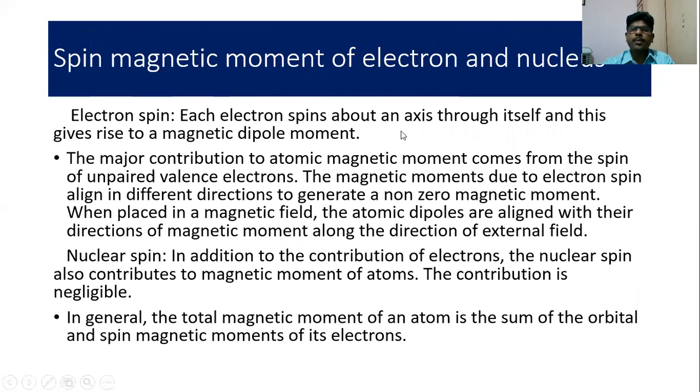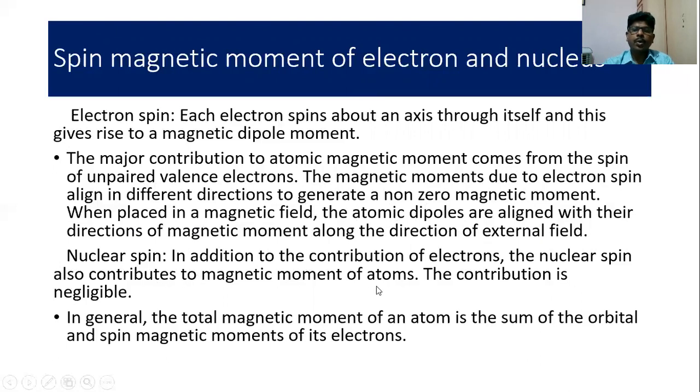Each electron spins about an axis through itself, and this gives rise to a magnetic dipole moment. The major contribution to atomic magnetic moment comes from the spin of unpaired valence electrons. The magnetic moments due to electron spin align in different directions to generate a non-zero magnetic moment. When placed in a magnetic field, the atomic dipoles are aligned with their directions of magnetic moment along the direction of the external field. What is nuclear spin?